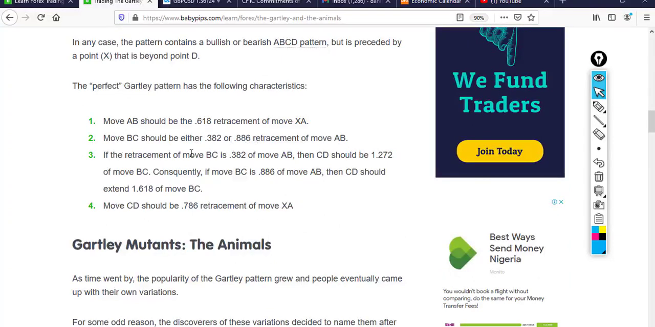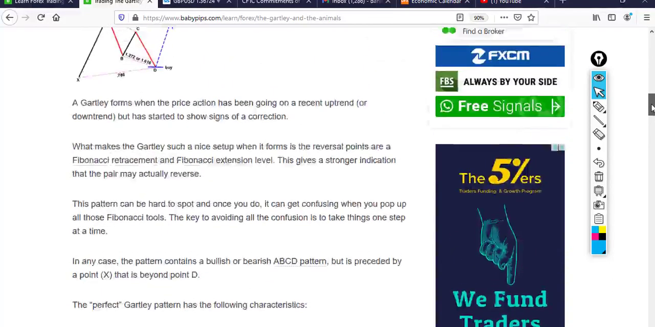If the retracement of move BC is 0.382 of move AB, then CD should be 1.272 of move BC. Consequently, if move BC is 0.886 of move AB, then CD should extend 1.618 of move BC. Move CD should be 0.786 retracement of move XA. This is the whole explanation.